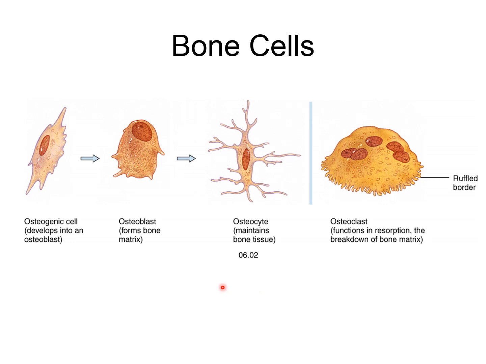These layers are called lamella, and lamella of the matrix are actually concentric layers of bone matrix, circular bone matrix layers, and they contain osteocytes. So a series of these lamella or cylinders around a central canal vessel make the structure of the bone.